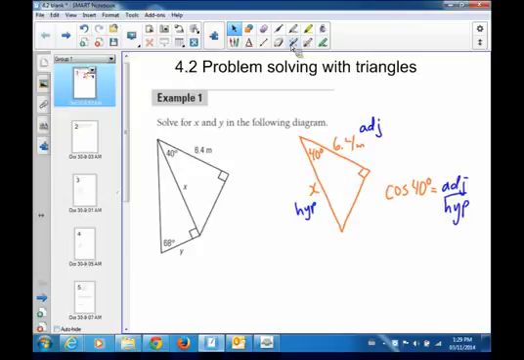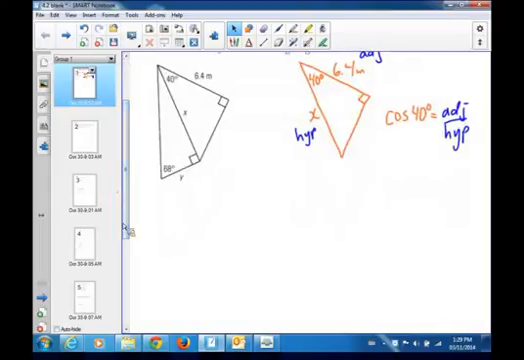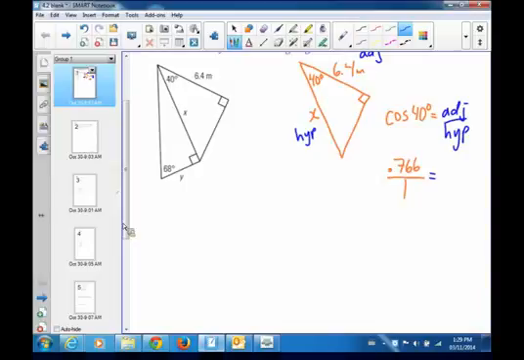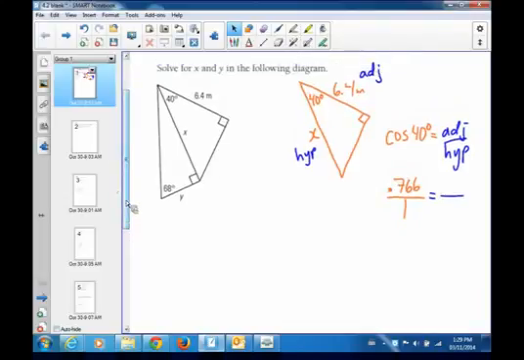Cosine of 40 is 0.766. Let's keep 3 digits usually. So 0.766. I'm going to make this out of 1 so it looks like a fraction. Is equal to... Now, from the diagram, I'm going to replace adjacent with 6.4, because that's what we labeled as our adjacent side, and the letter x instead of hypotenuse.